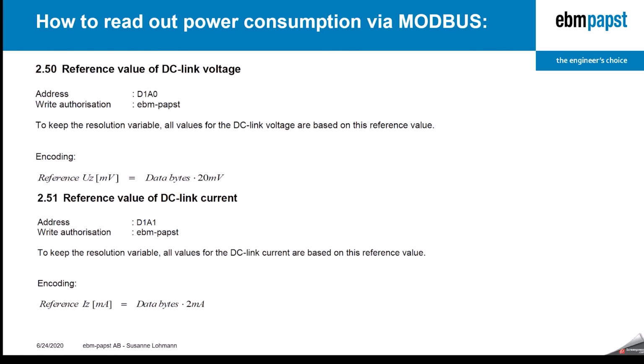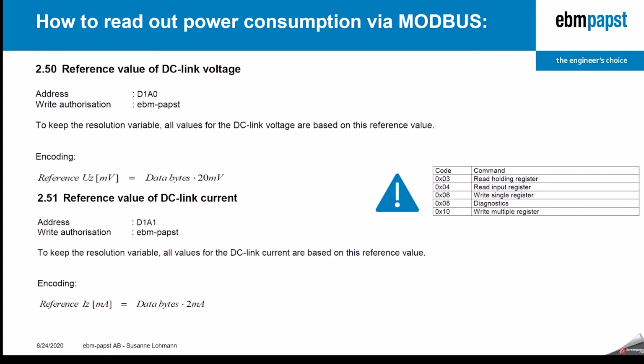Now the reference values. There's a reference voltage and a reference current. The reference voltage is called D1A0 and the reference current is called D1A1. And both reference values also need an additional formula. That's why we will put all the formulas together on the next slide to make it easier. For now, it's important that you know that these registers are holding registers. So please make sure that you use the read command for holding registers, which is 03.